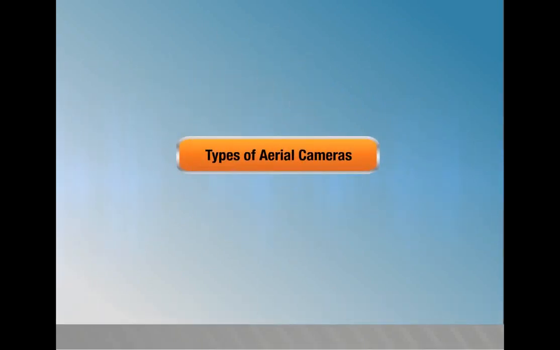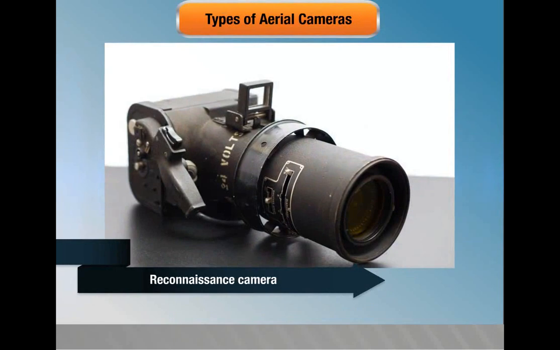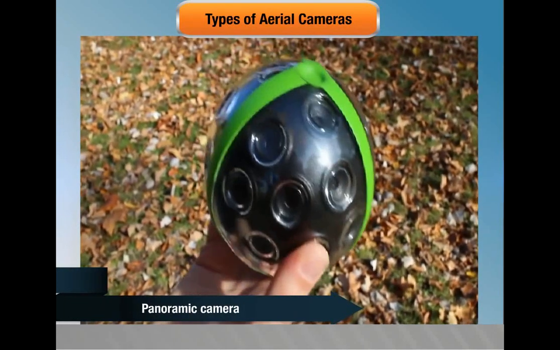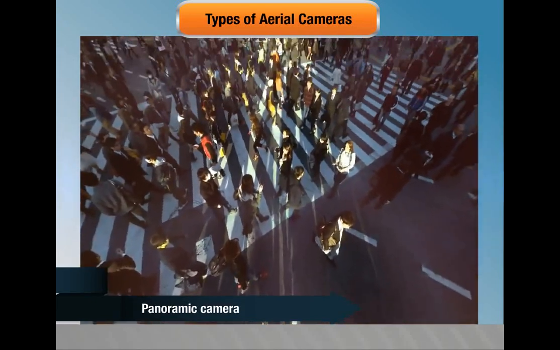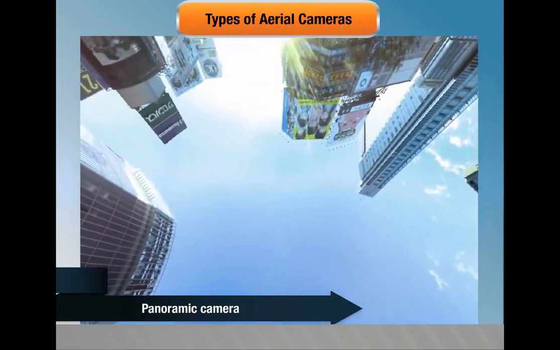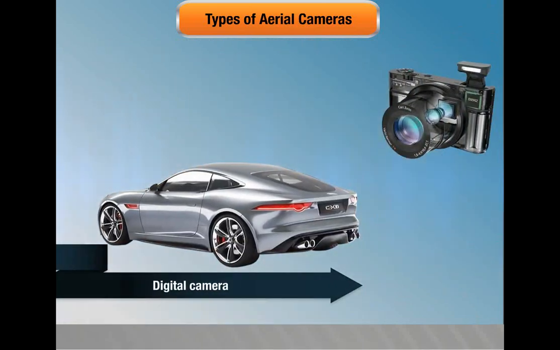Types of aerial cameras. Types of aerial cameras are aerial mapping camera single lens, reconnaissance camera, strip camera, panoramic camera, multi-lens camera, the multi-array camera, digital camera.